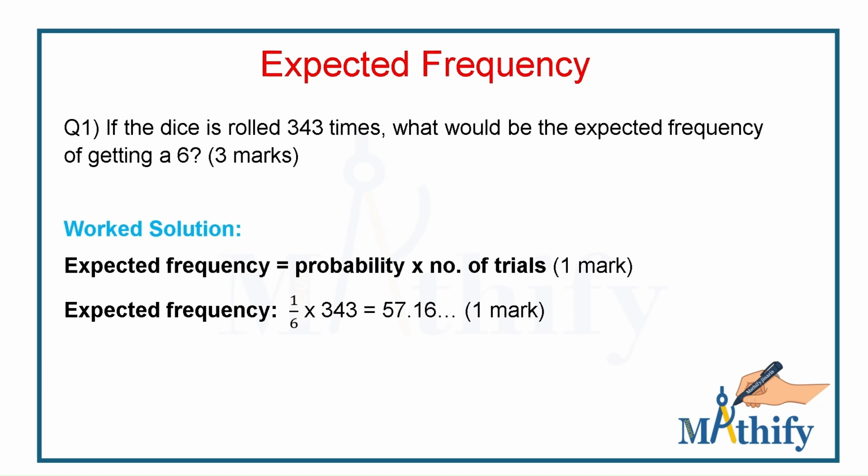So we need to plug these values into the formula. 1 over 6 multiplied by 343 will give us 57.1666666 and so on. That's your second mark. To get the final mark, we round our answer to 57.2 to 3 significant figures. These are your 3 marks secured.